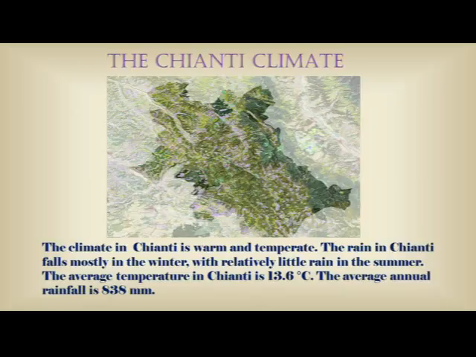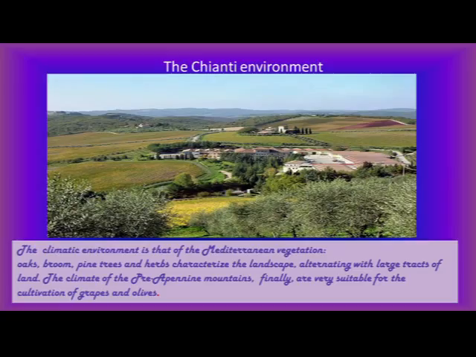The average annual rainfall is 838 millimeters. The climatic environment is that of Mediterranean vegetation. Oaks, broom, and pine trees help characterize the landscape, alternating with large tracts of land. The climate of the Pre-Apennine mountains, finally, is very suitable for the cultivation of grapes and olives.